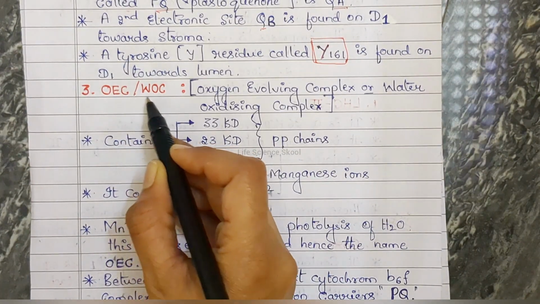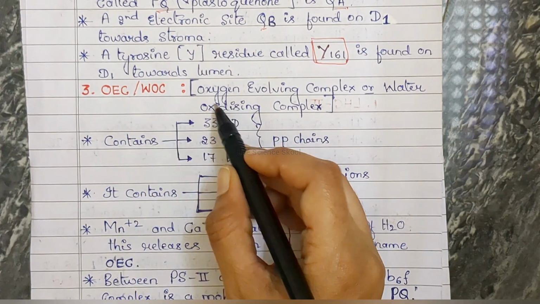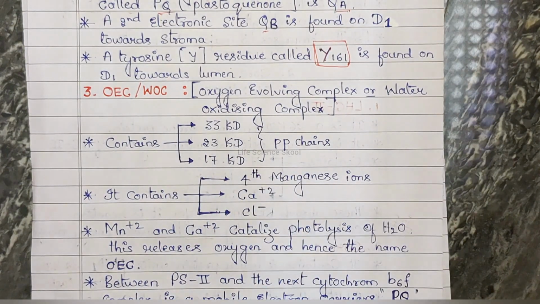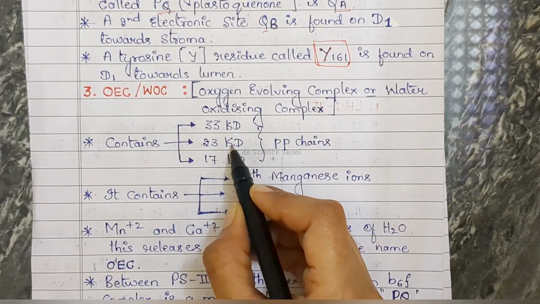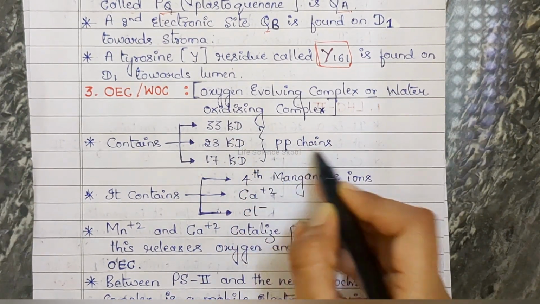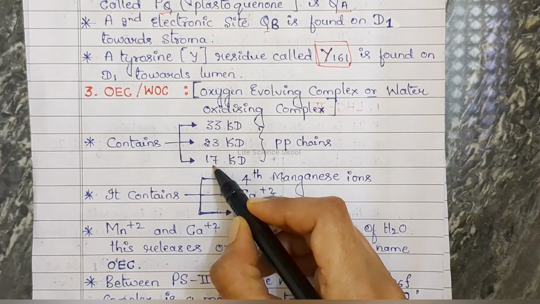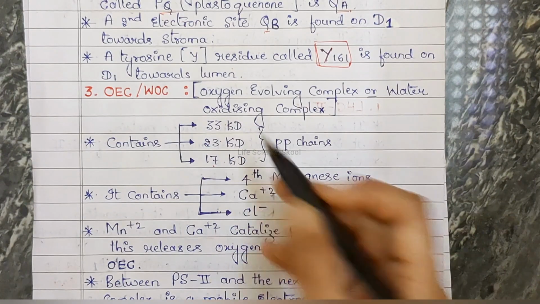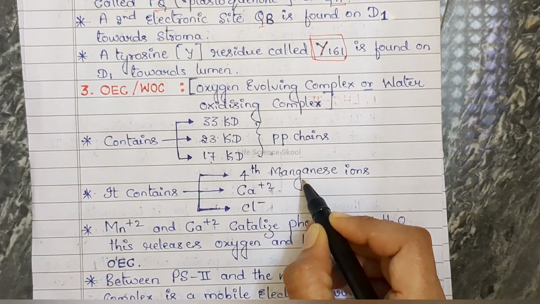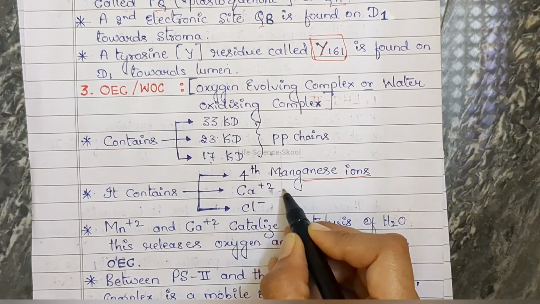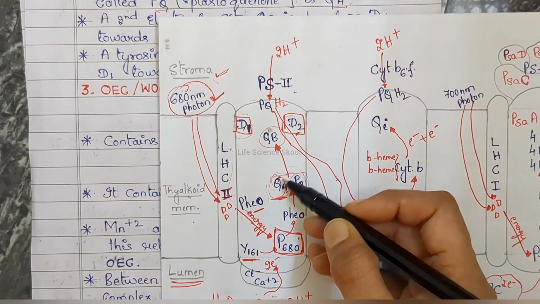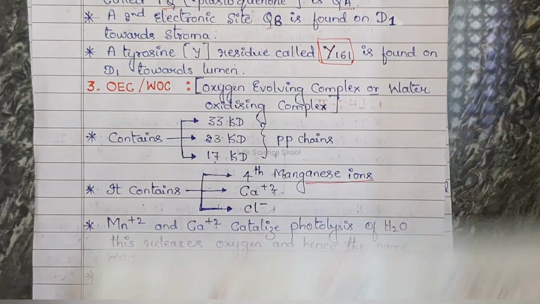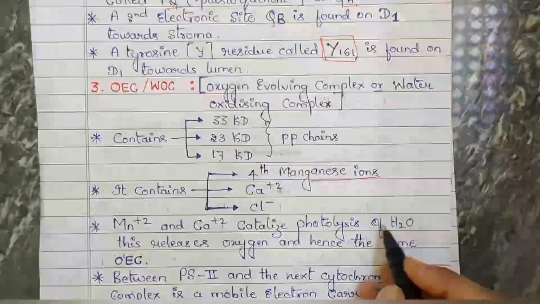Moving on to the OEC or WOC. OEC means, as I said before, oxygen evolving complex or water oxidizing complex, and it contains three polypeptide chains: one of 17 kilodalton, another of 23 kilodalton, and another of 33 kilodalton. OEC also contains four manganese ions, calcium and chloride. And this manganese and calcium catalyze the photolysis of water.